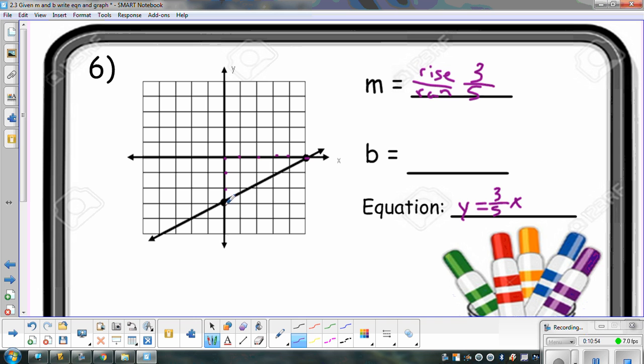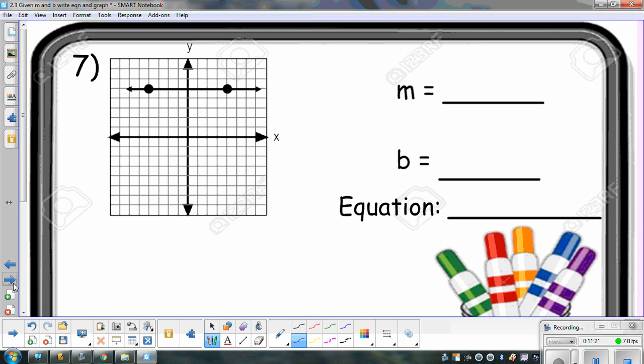Where does it cut through the y-line? -1, -2, -3. So I'm just going to write -3, which means it ends in -3. So the equation that represents this line is y equals 3/5 x minus 3. Double check that makes sense. Positive slope, rising line. Yep, that matches. 2 more examples and then we'll be done for today.